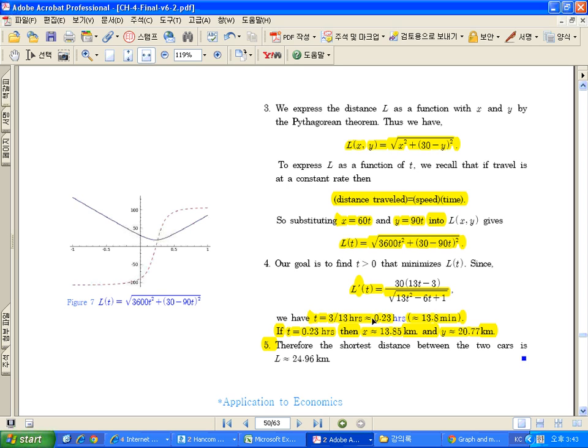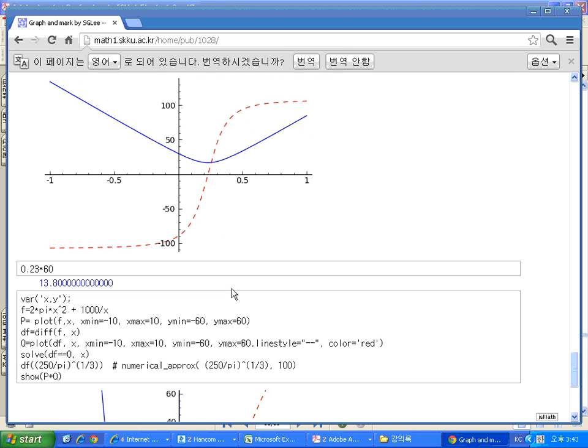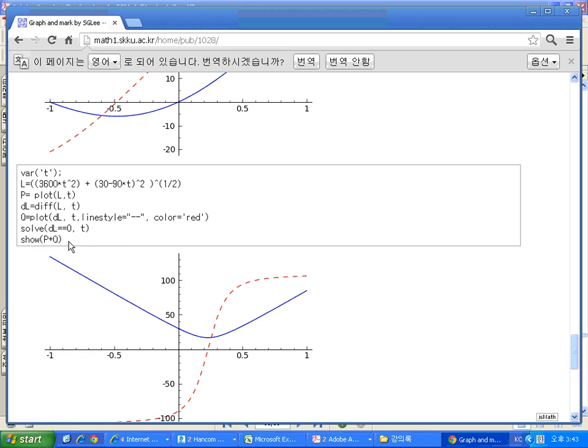Then what is x? Just multiply this t by 60 to get the distance x, and also we can find the distance y. So the distance between the two cars at this time t, by just substituting 0.23 in here, is 24.96 kilometers. That's what we find. As you see, same thing here. Here we did the same thing.